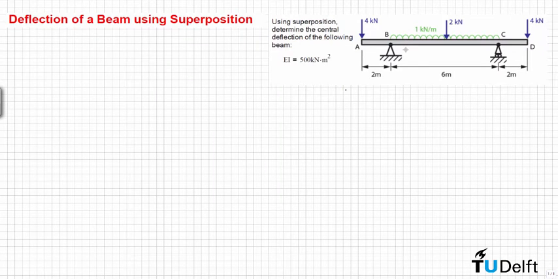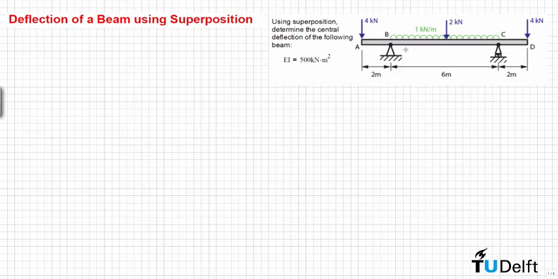In this problem, we need to determine what is the central deflection of the following beam, and we need to use the superposition principle. As you can see here, this is a simply supported beam at B and C. We have an applied load of 4 kN at point A and at point D, and we have an applied point load of 2 kN at the middle point of this beam. And finally, we have a uniform load of 1 kN from B to C.